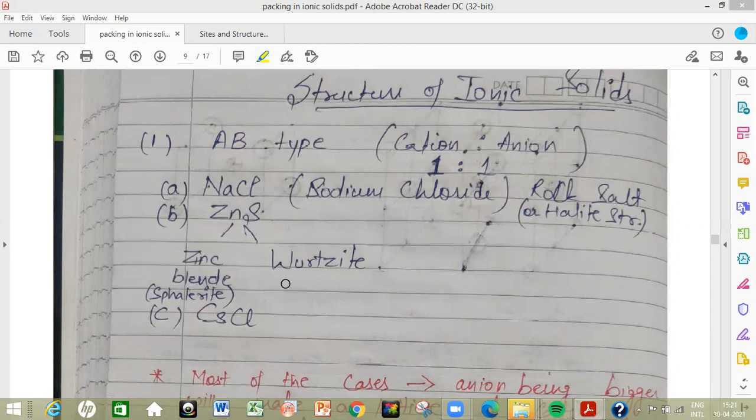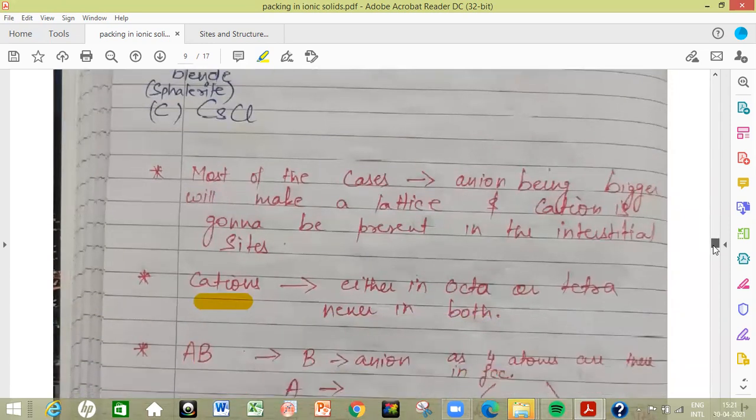Before getting into the details of the halide structure, I would like to briefly discuss the general things about crystalline ionic solids. In most of the cases, anions, which are bigger in size, will make the lattice, and cations are going to be present in the interstitial sites. This is true for most of the cases, that is, we can say 90%. In 90% of the cases, anions are going to make the lattice.